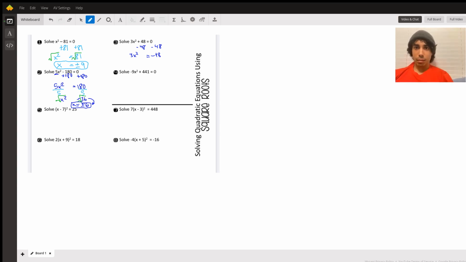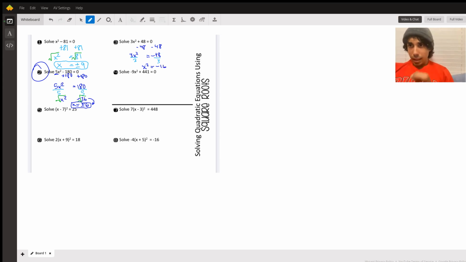Same thing as last time, right? Number 2, we added the 180, then we divided by 5. So this time we're going to subtract the 48, and then we're going to divide out that 3. If I divide by 3 on both sides, I'm going to get x squared equals negative 16.